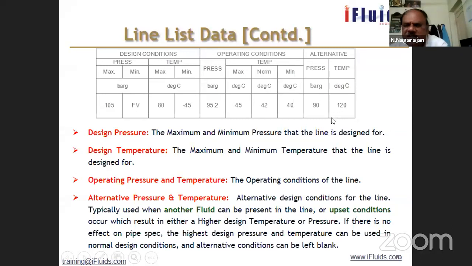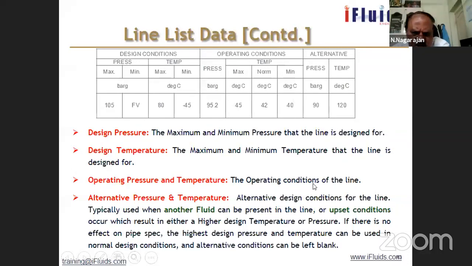And alternative, in some cases, if the equipment or the plant is to be run for two different conditions, two different operating cases, then you can put the alternative pressure and temperature. So design pressure, design temperature, we have already seen. Design pressure is operating pressure plus some margin. We can see operating pressure in this case is 95.2. Design pressure is 105. Maximum operating temperature is 45 and design temperature is 80. There is a margin added depending upon the service conditions.